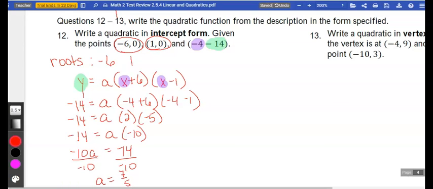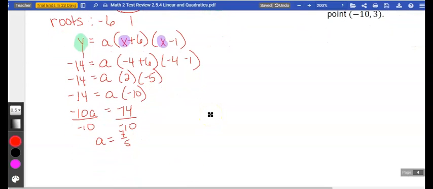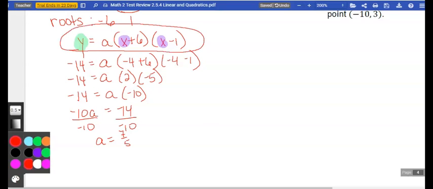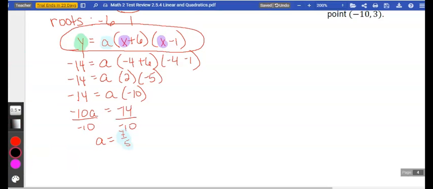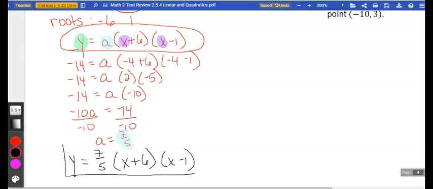So now the last thing I do is I rewrite the whole thing one more time using this. I rewrite this, but instead of writing an A, I'll put this in place of the A. And then I've got my equation. Y equals 7/5, because that's my A, times X plus 6, X minus 1. So this is in intercept form. Is that what it asked me to leave it in? It did. It asked me to leave it in intercept form.